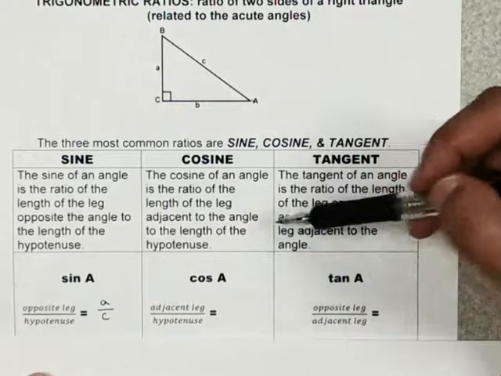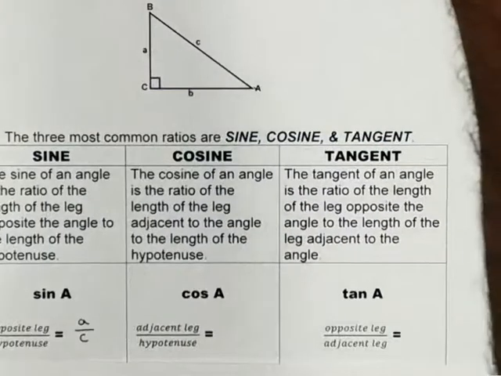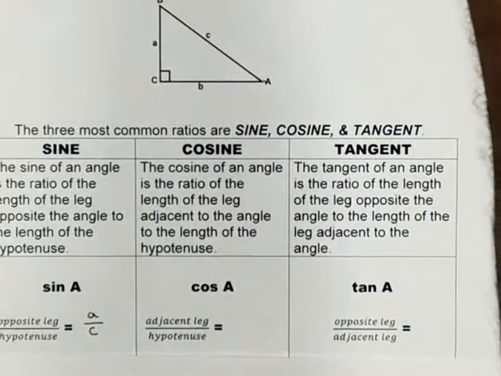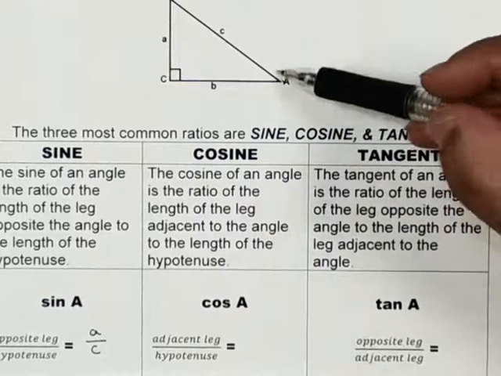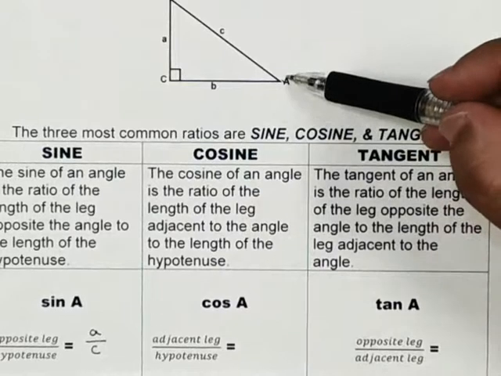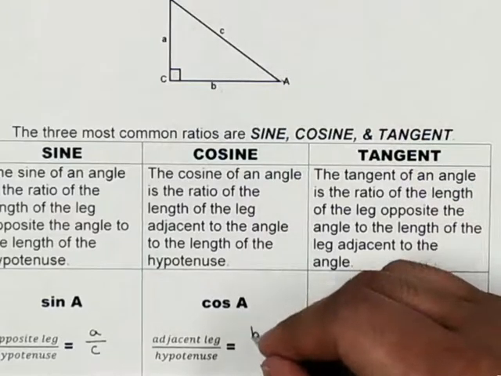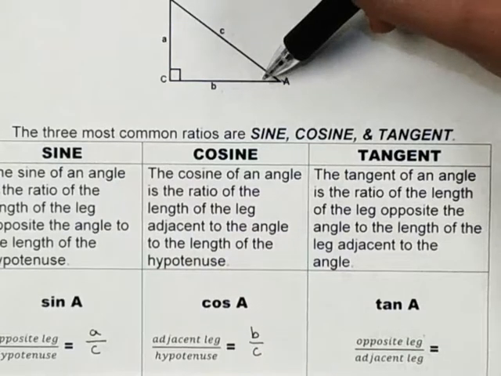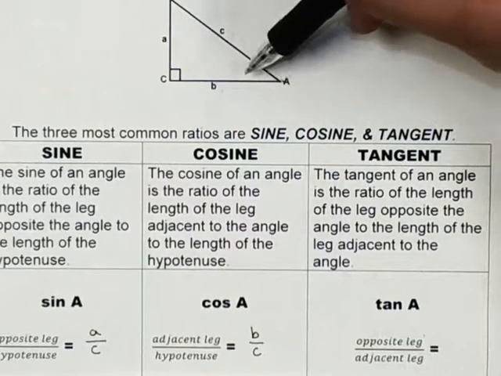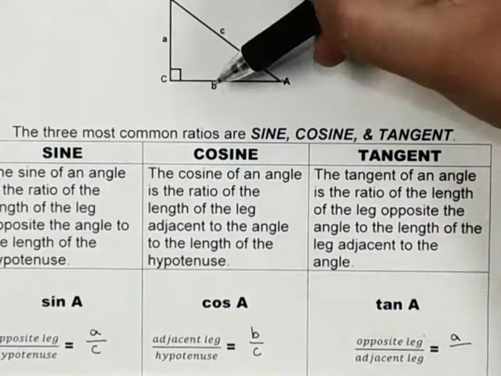The cosine is going to be the ratio of the length of the leg adjacent to the angle and the hypotenuse. So if I'm using A still, the leg that's adjacent is going to be b, and my hypotenuse is still c. So this ratio is going to be b over c. And then for tangent, that's opposite leg over adjacent leg. Again, I'm using A as my reference angle, so I go across for the opposite. That's going to be a as my numerator, and then my adjacent leg is b.